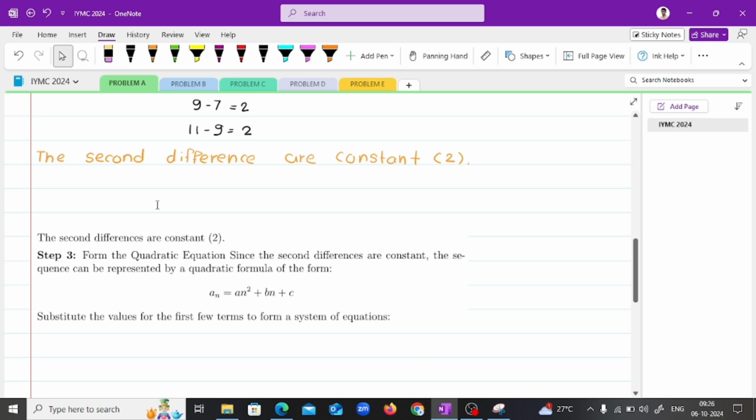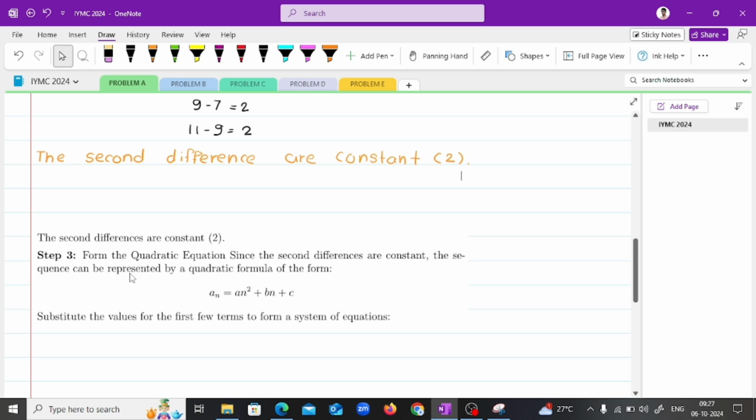Since the second difference is constant, which is nothing but 2, in step 3 we will form a quadratic equation. Since the second difference is constant, the sequence can be represented by a quadratic formula of the form a_n = an^2 + bn + c. We will substitute the values for the first few terms to form a system of equations. Whenever you see that the differences between the terms are not constant but they are increasing by a constant amount, that's a clear sign that we are dealing with a quadratic sequence. Hence we are using a quadratic formula to find the nth term of the sequence.